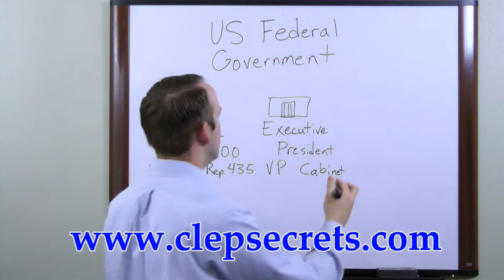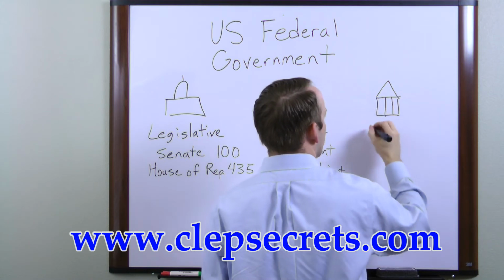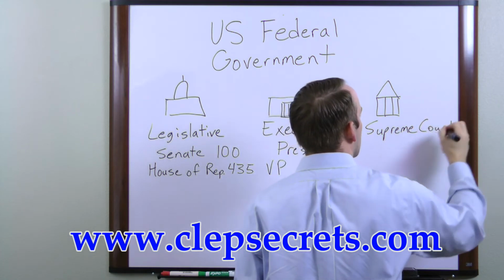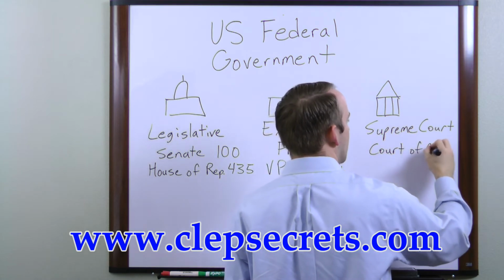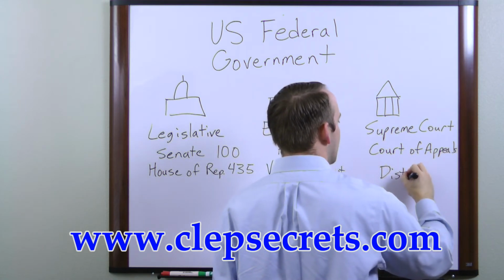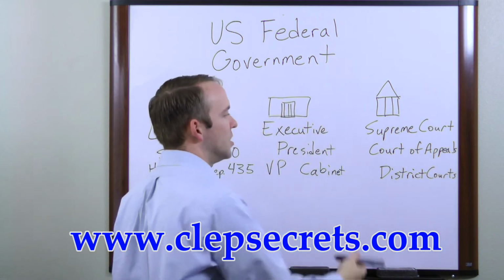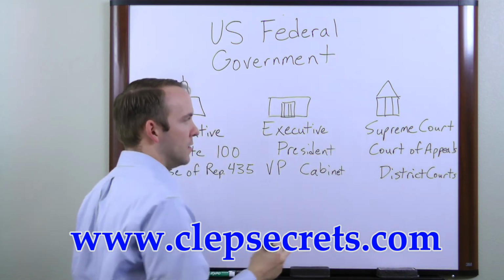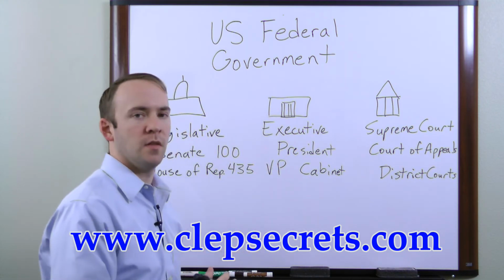The third branch of the government is the judiciary, which is housed in the Supreme Court, which is the top court of the land. Now, underneath the Supreme Court, there's the Court of Appeals, and underneath those are district courts. And very few cases actually make it all the way up to the Supreme Court. Most cases are heard at the district courts, and then if one of the sides appeals, it may be heard by the Court of Appeals, and then the Supreme Court is the final arbitrator in any lawsuit that is filed.